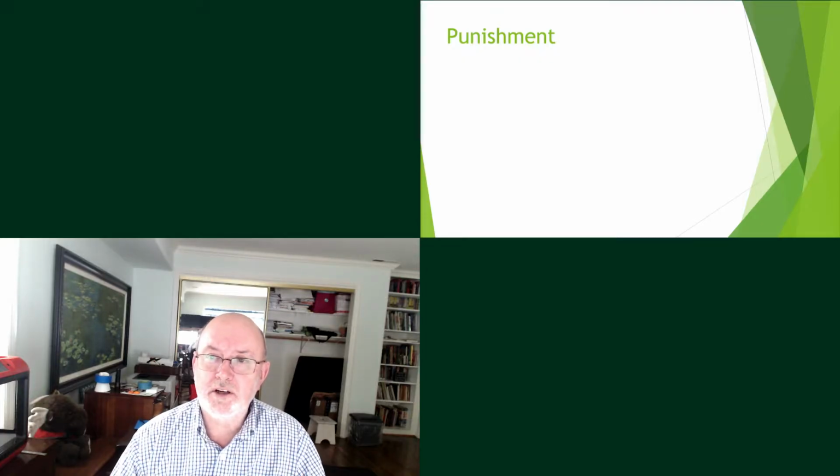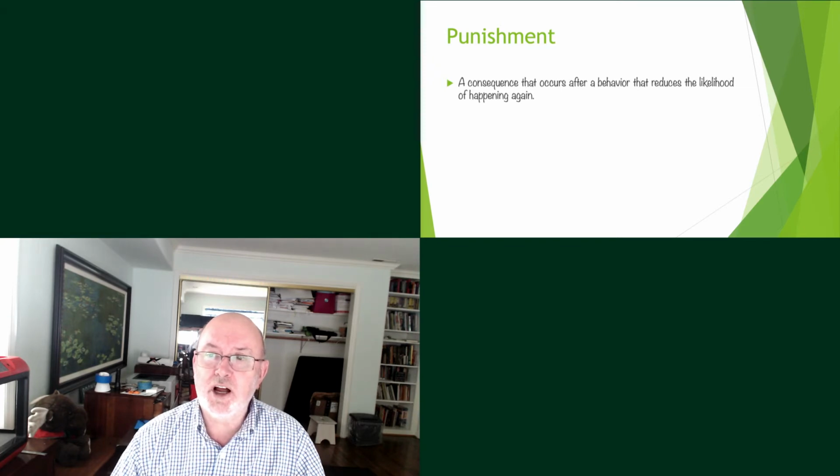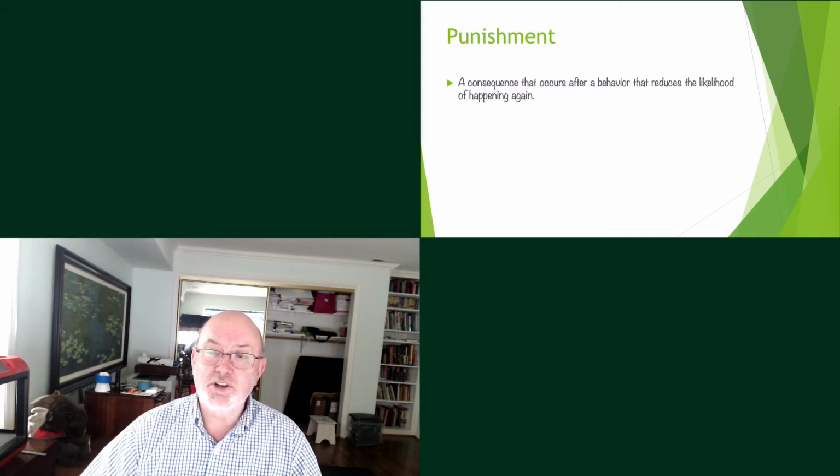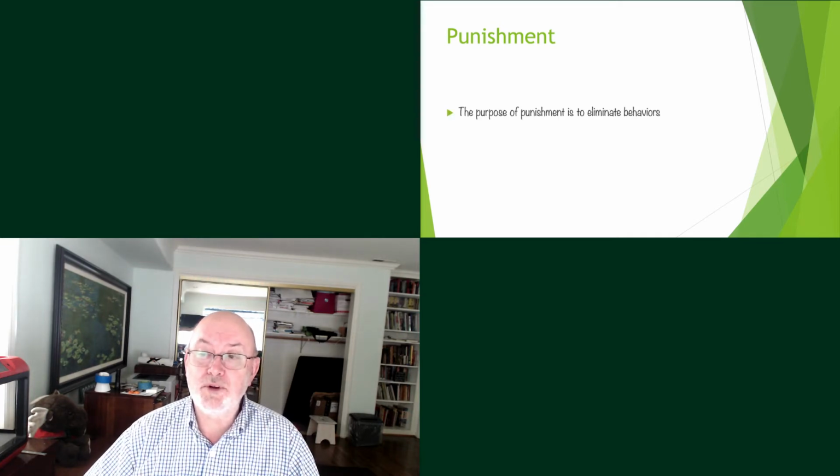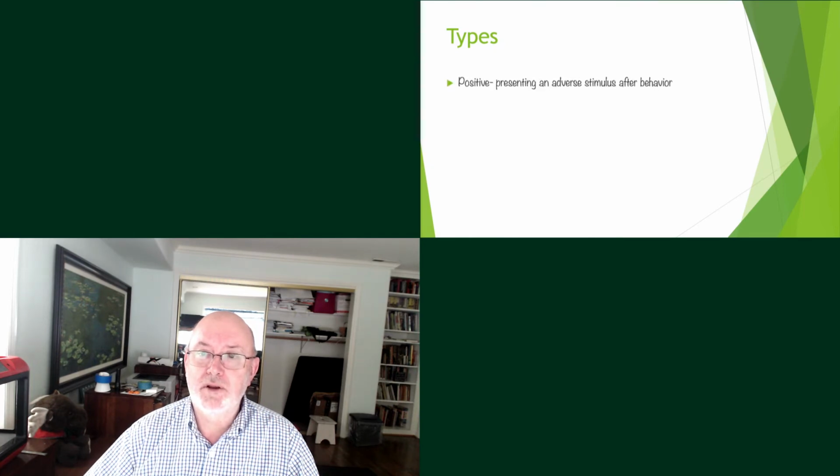Next, I want to talk about punishment. Punishment is a consequence that occurs after a behavior that reduces the likelihood of it happening again. Now, the purpose of punishment is to eliminate behaviors. There are different types of punishment.